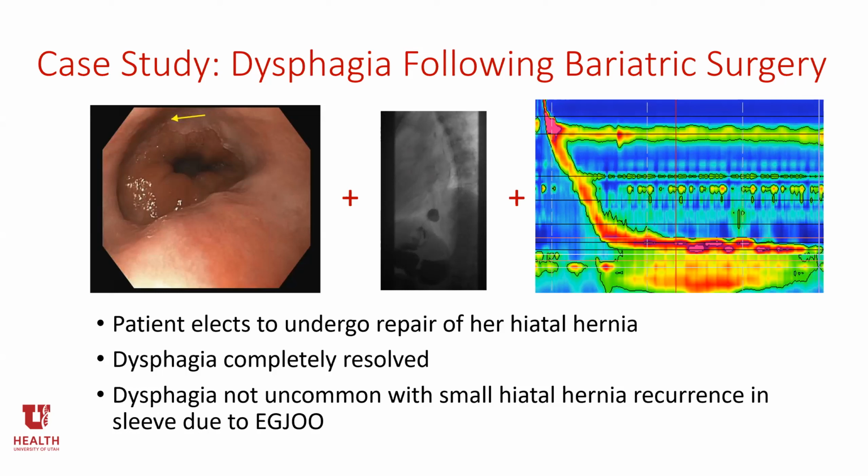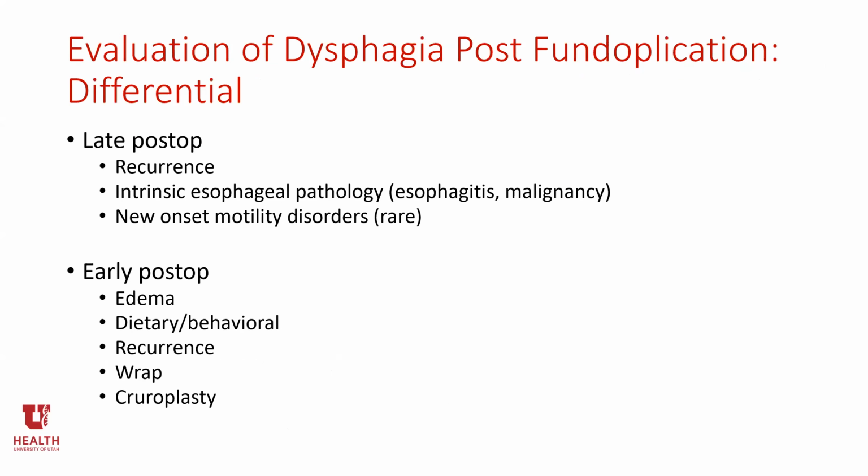I have since learned over the following several years, both from my own patients and from patients referred in, that dysphagia is not an uncommon presenting symptom, even with a small hiatal hernia recurrence in a sleeve patient, due to EGJ outflow obstruction from even minor kinking of the sleeve from that recurrence. So on to more complicated topics.